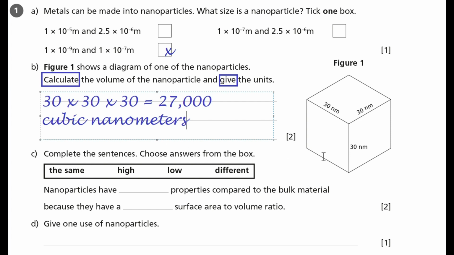Let's look at part C. Complete the sentences. Choose answers from the box. And the choices that we have are the same, high, low, or different. So, nanoparticles have what sort of properties compared to the bulk material? They actually have different properties compared to the bulk material.